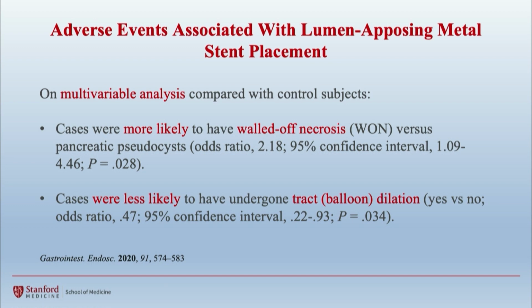To decrease the complication rate from these procedures, there are certain maneuvers we can do. One of them is, when you initially place the lumen-opposing metal stent, we dilate the tract, because when you place it, the stent is not fully open. Dilating the tract has been shown to decrease the risk of complications, mostly infection from occlusion of the stent after placement.